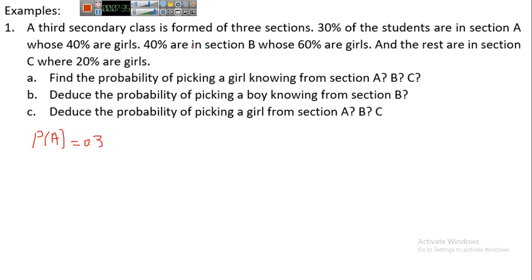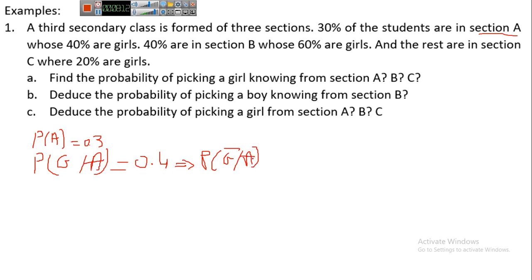Whose 40% are girls? The girls are in section A. So I'm not in the total universe; I know I'm in section A. So the percentage of girls there equals 0.4. When you have this kind of problem, directly put the complement of it. So P of G bar, not girls, boys, knowing section A will be the complement, 1 minus 0.4 is 0.6.